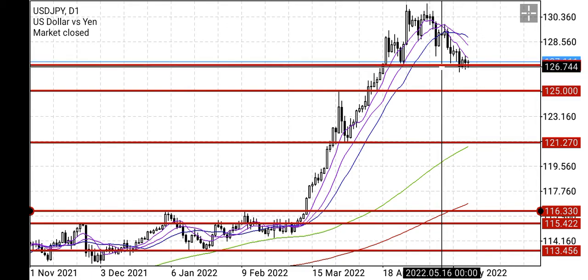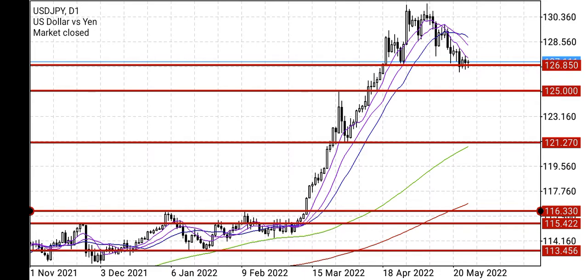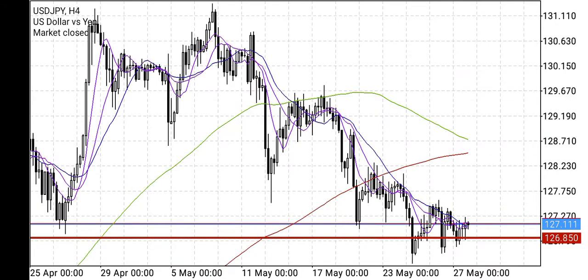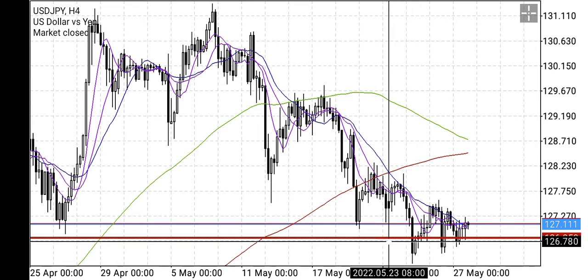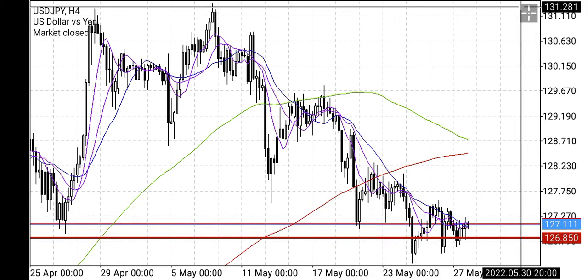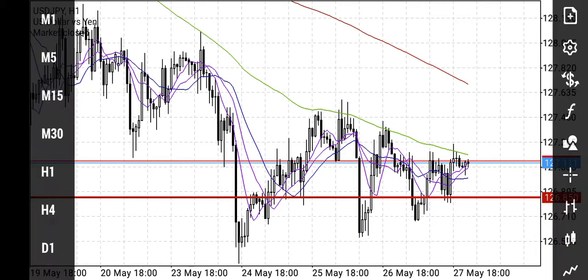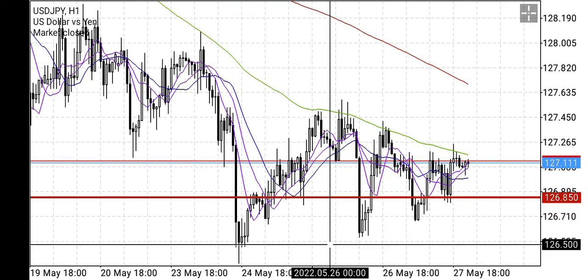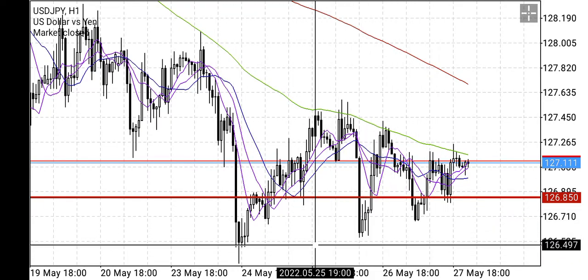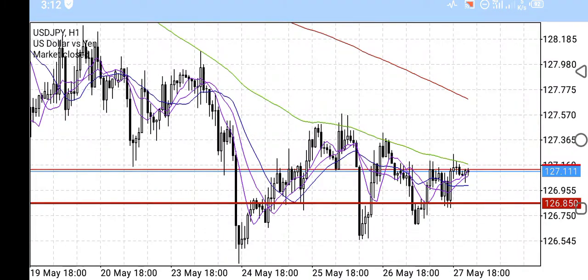So it means currently price is at 126.850. Let me use a smaller time frame, the H4. You can see that price has been struggling around this region. Price has been struggling to break this support level. Then let's switch to the 1 hour time frame for more idea about what the market is doing currently. As you can see now, the market is trying to form a triangle. Let me insert something so you guys can see it.